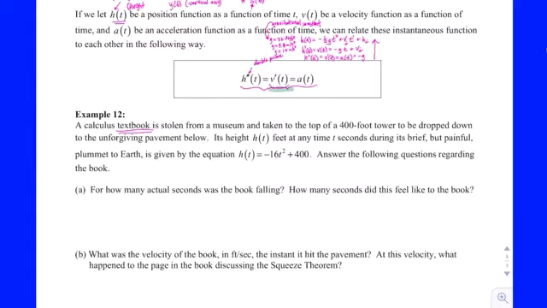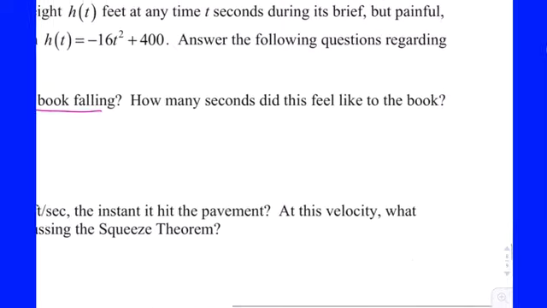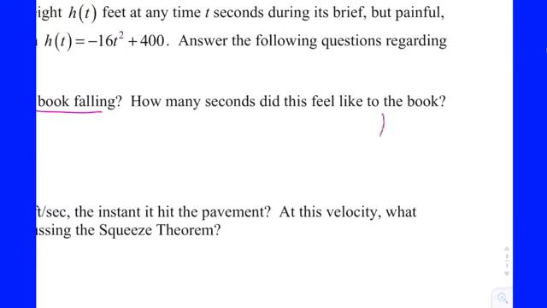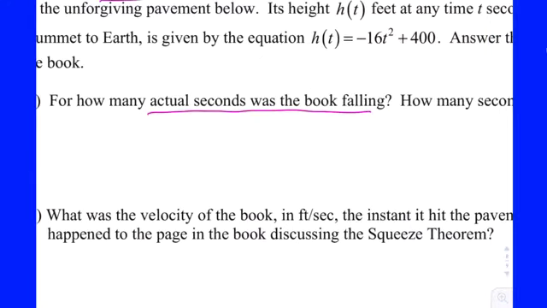Okay, for how many actual seconds was the book falling? And I say actual because to the book, it felt like an eternity. Okay, and it says how many you feel like. We answered the second one. Like an eternity. Like infinity. Hours. Okay, we'll put units there. But how long was it actually falling? All right, so how are we going to go about doing that?